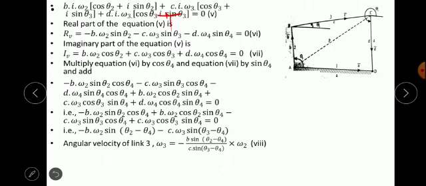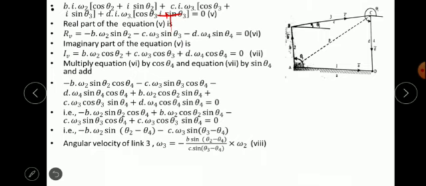And also consider the imaginary part of equation 5. The imaginary part is equal to b omega 2 cos theta 2 plus c omega 3 cos theta 3 plus d omega 4 cos theta 4. How does the real part become minus? Because i times i is equal to minus 1. Therefore, minus b omega 2 sin theta 2.